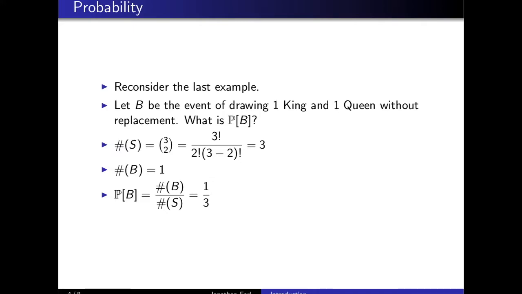If you want to care about order, that's okay, but we don't need to because we're only interested in drawing 2 cards and winding up with a king and a queen in our hand. So there's one possible way that B could occur, which is that we take 2 cards and one of the cards is a king, the other one's a queen. Again, we're not caring about order here. And there's 3 total possible outcomes that we could have from drawing 2 cards from our set of 3. So that tells us that the probability of B occurring is 1/3, which is what we just found a moment ago.